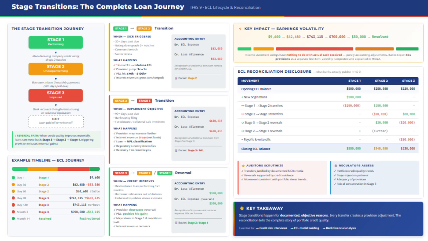Now auditors focus on the stage transition logic. They would ask you, did SICR criteria apply? Were the stage 2 triggers documented? Were the stage 3 defaults properly identified? Was the 30-day and the 90-day backstop applied? And then you need to verify that the transitions happened for documented and objective reasons.